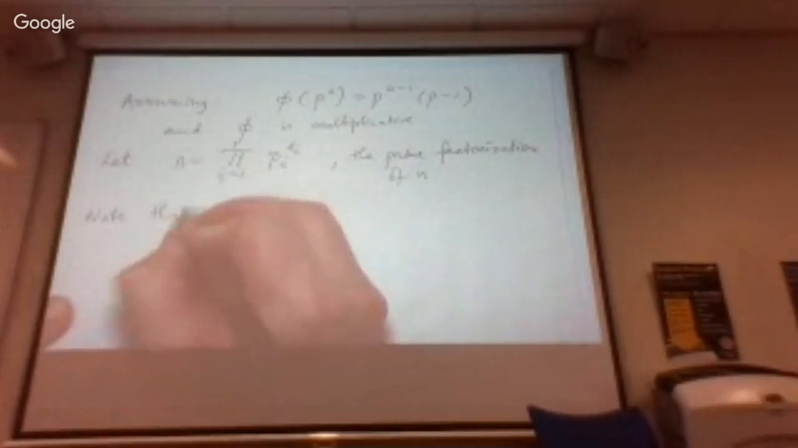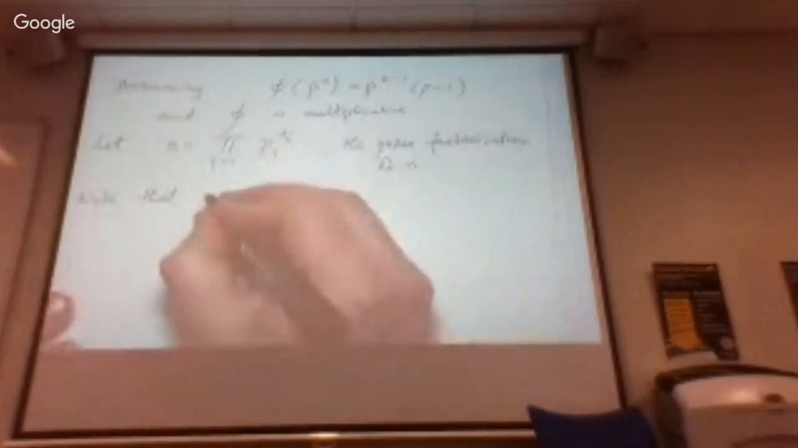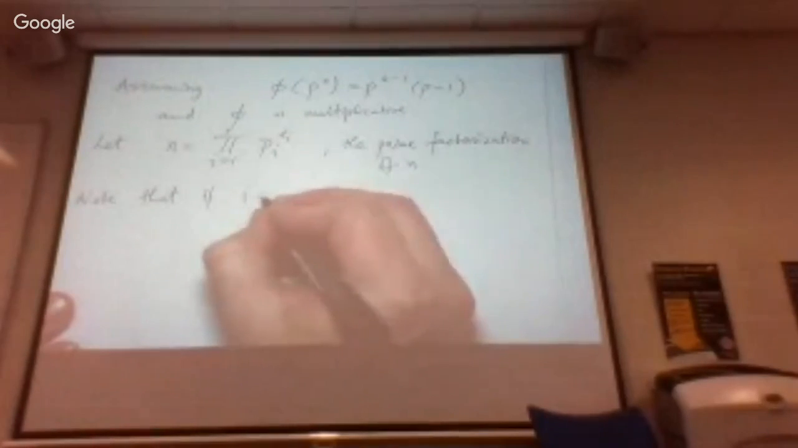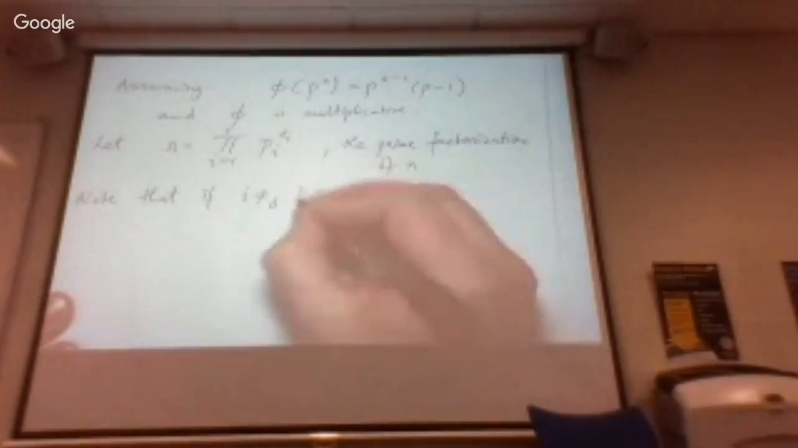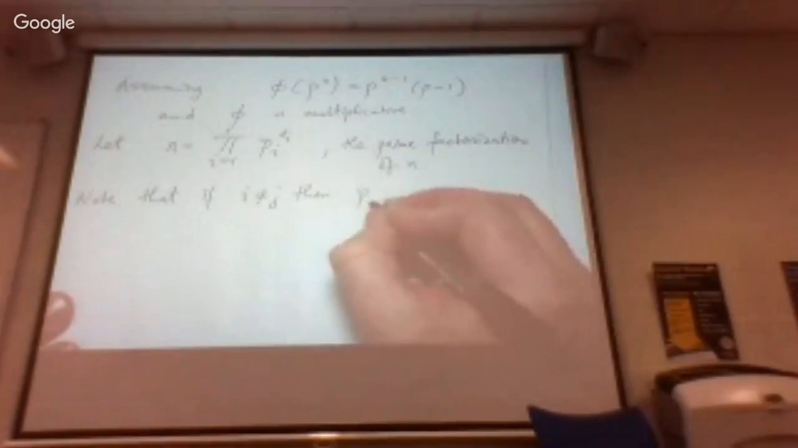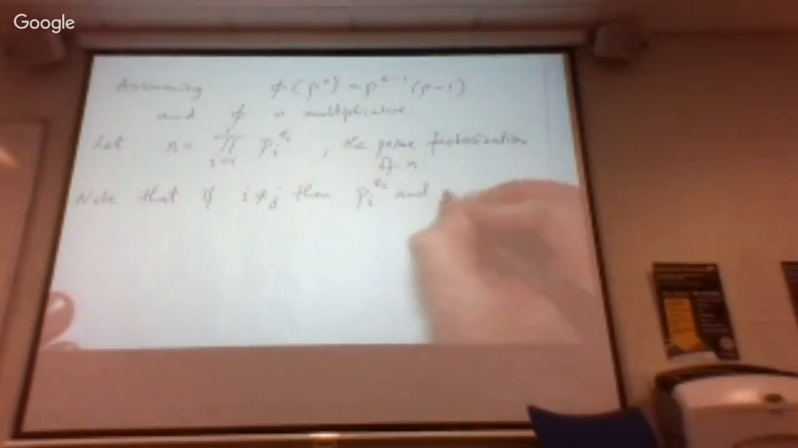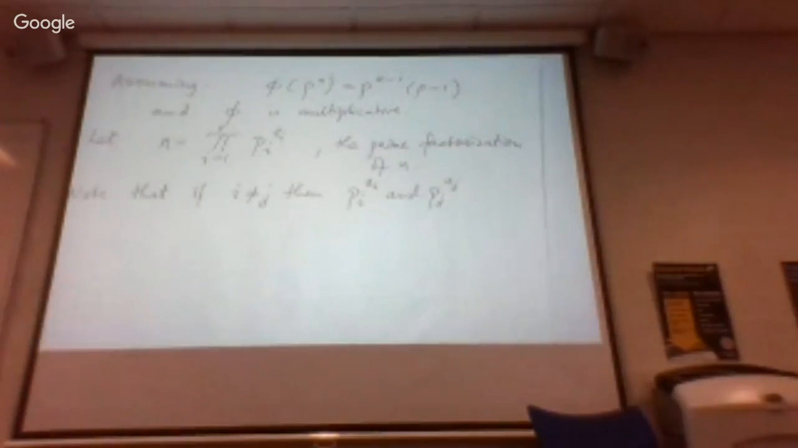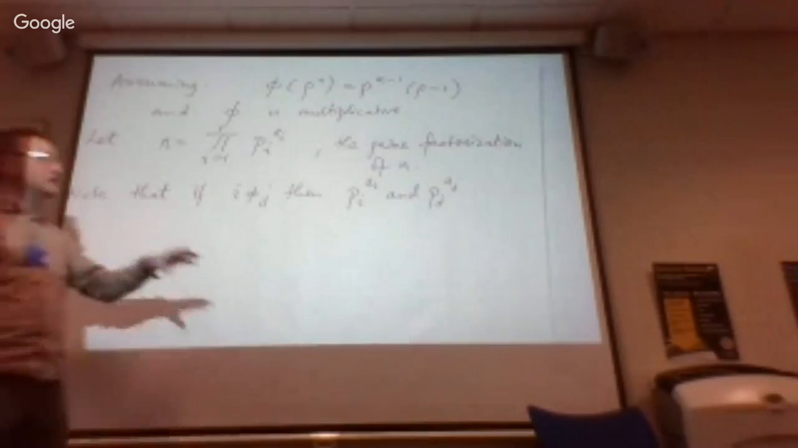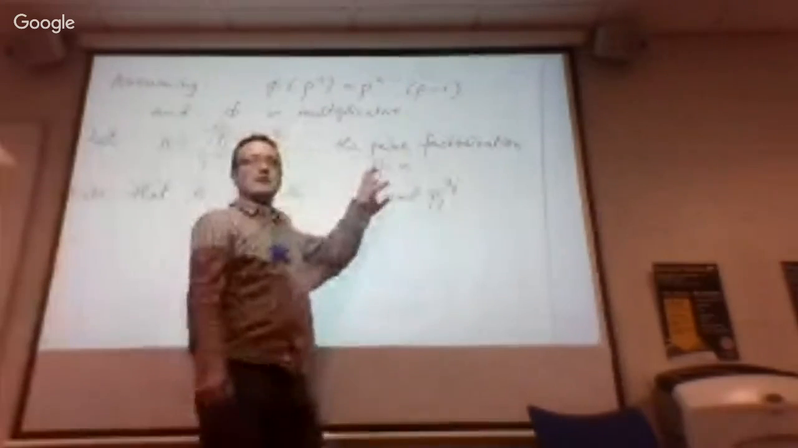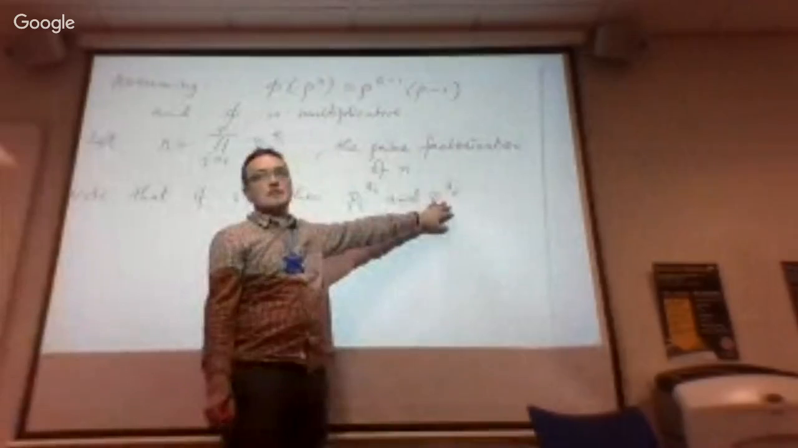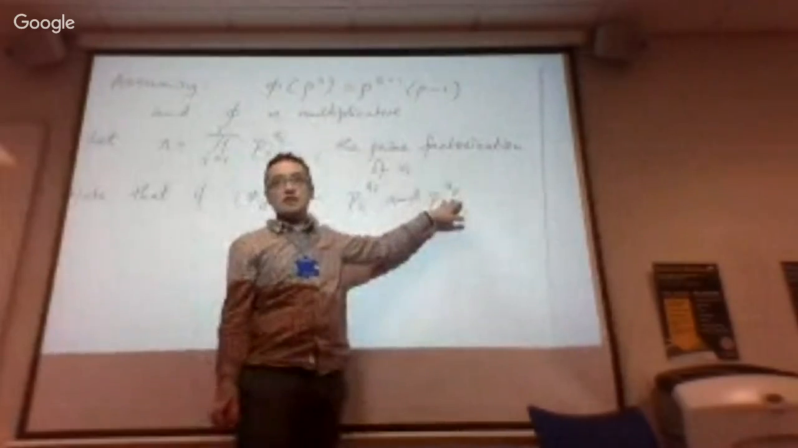So then all we have to do is just make this observation. If i is not equal to j, then two of these prime factorizations, two of these powers of primes, pi to the ai and pj to the aj, these two integers will be co-prime. Okay? Because they don't share any factors, do they?